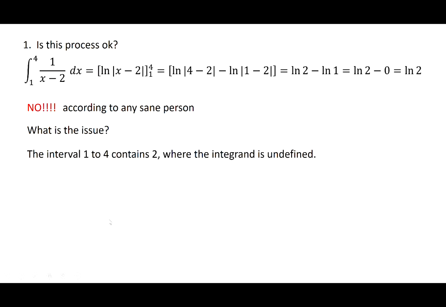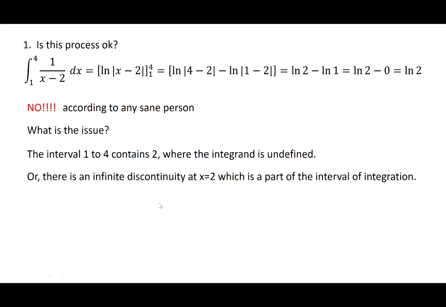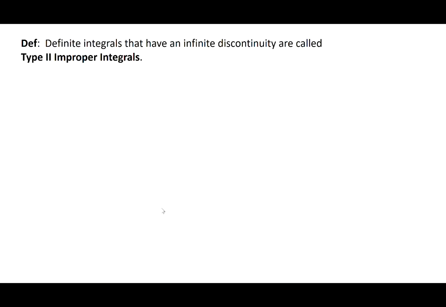What's the issue? The interval contains 2, where the integrand is undefined. So, another way to state the same thing is there is an infinite discontinuity at x equals 2, which is a part of the interval of integration. Definite integrals that have an infinite discontinuity are called type 2 improper integrals. Earlier, we looked at type 1 improper integrals, but these are type 2 improper integrals. Cool? Now, how do we handle such integrals?